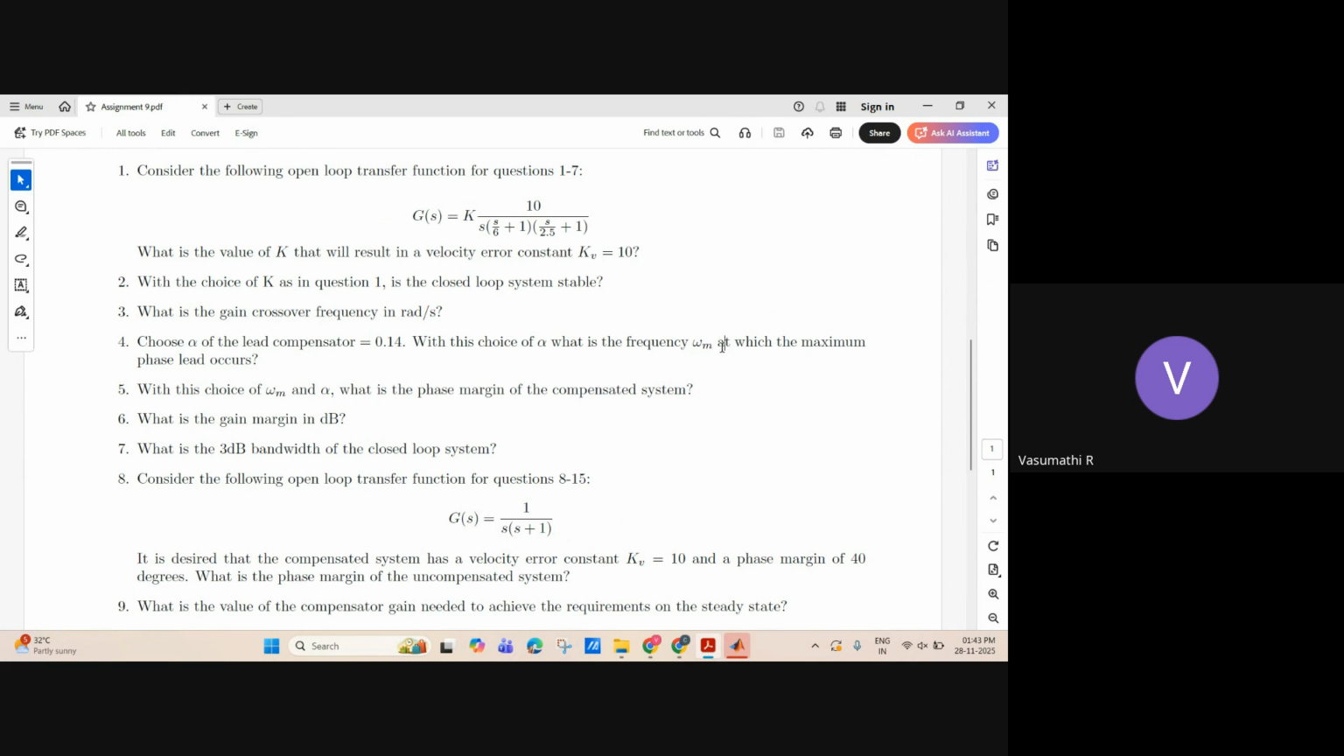The fourth question is to choose alpha of the lead compensator as given, 0.14. With this choice of alpha, what is the maximum frequency? On Wednesday we solved some problems where, to find the maximum frequency, we find the maximum angle, and with the help of those we find the maximum frequency. That can also be done here with this choice of omega m and alpha. What is the phase margin again? This is for the newly compensated system. Then the gain margin they asked for the new system, the bandwidth, and that's it for the first question.